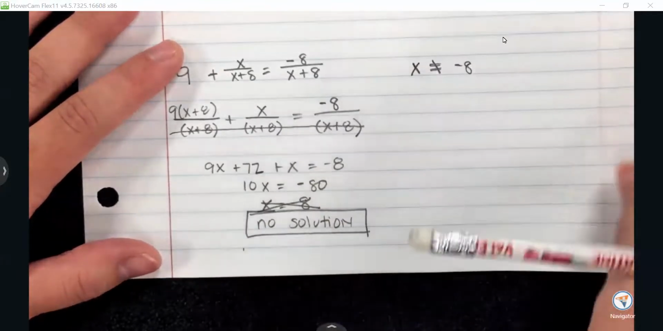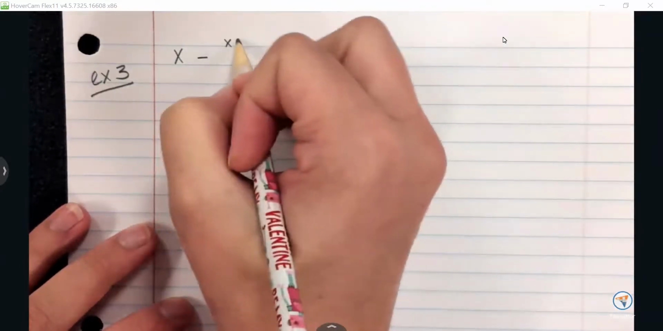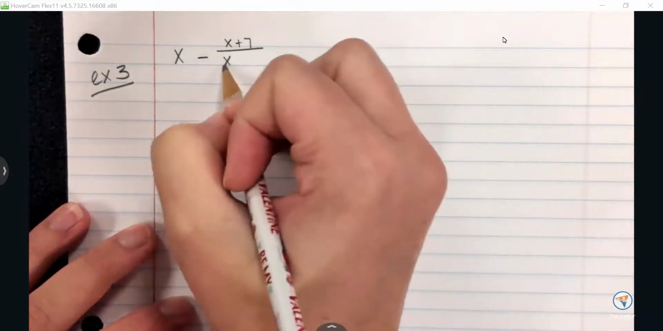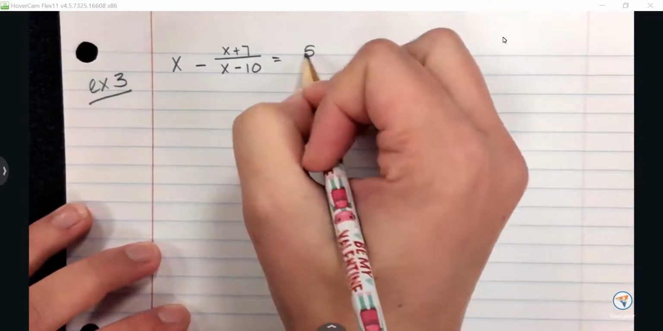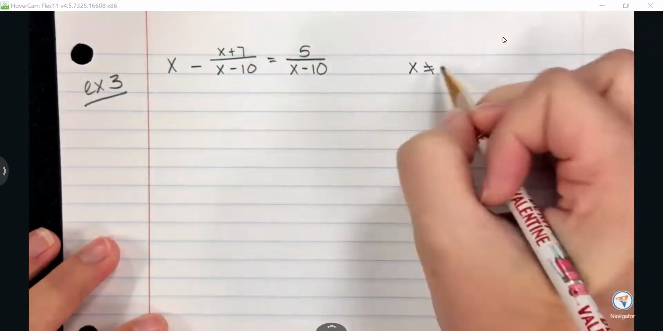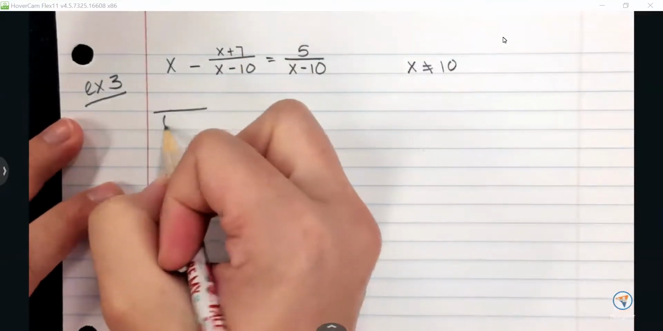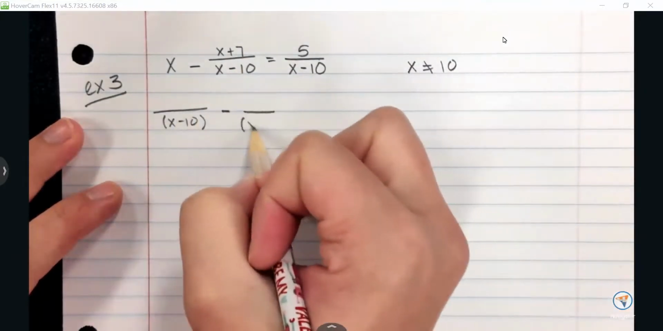Questions? Okay, we're going to go to the next one. I said it's one step harder. It's really not. Just to scare you. Here we go. X minus x plus 7 over x minus 10 equals 5 over x minus 10. So same exact steps. What can x not equal? 10. X cannot equal 10. Very good. So now I need a common denominator. My x minus 10 is my common denominator.